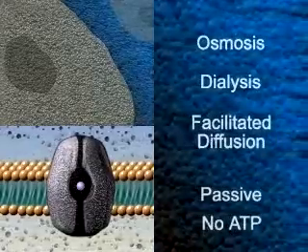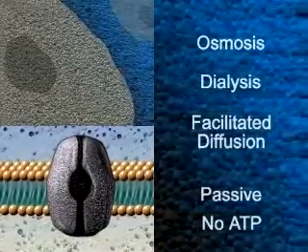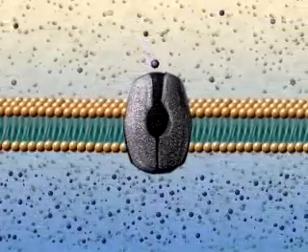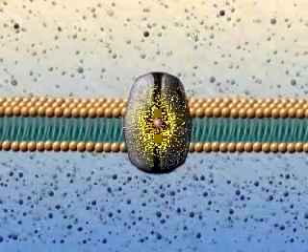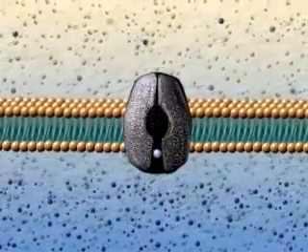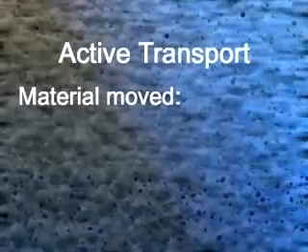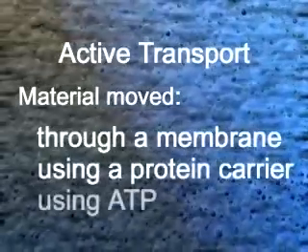The cell does not have to use any energy to move materials by these methods. The concentration gradient is used. However, there are materials that need to be moved against their concentration gradient. This process requires energy, ATP, and protein carriers that are found in the plasma membrane. Active transport is defined as material moved from a low concentration to a high concentration through a membrane using a protein carrier that requires ATP.